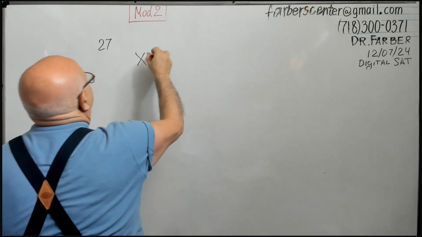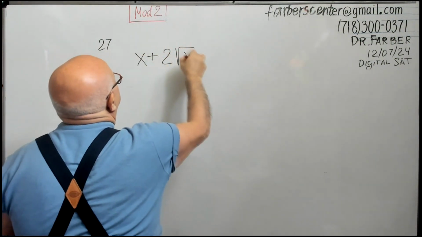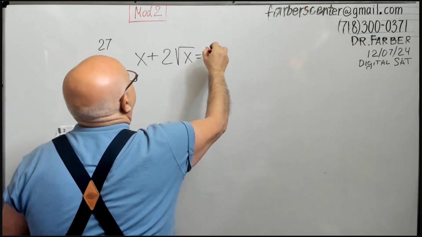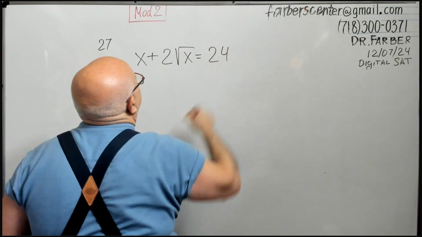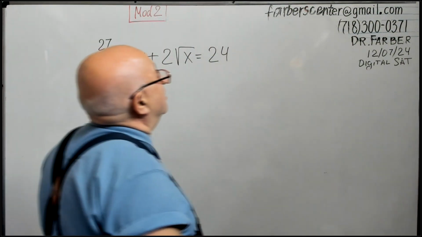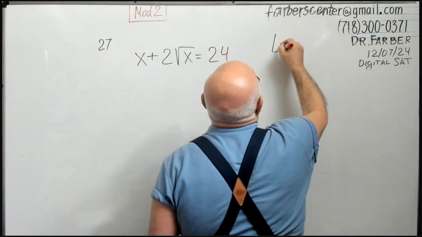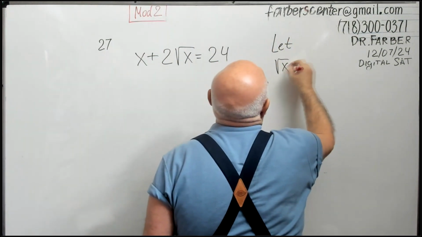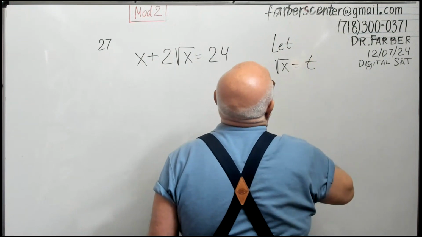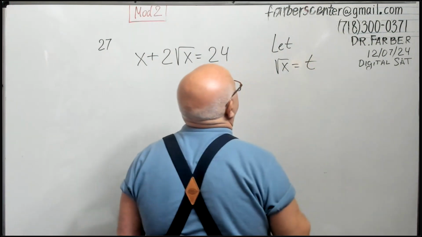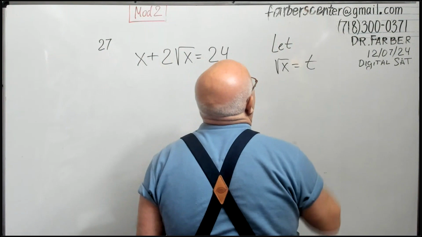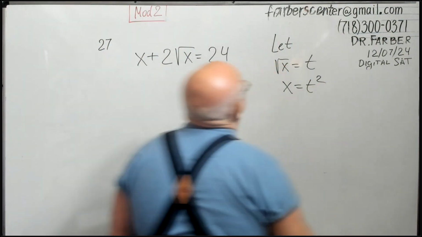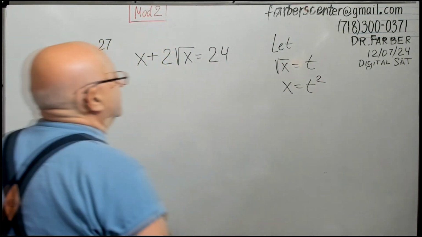x plus 2 square root of x equals 24. Let, like we did today, make a substitution. Let square root of x equal t. If I put both parts to the second power, I get x equals t to the second. Why? Because this is a hidden quadratic equation.